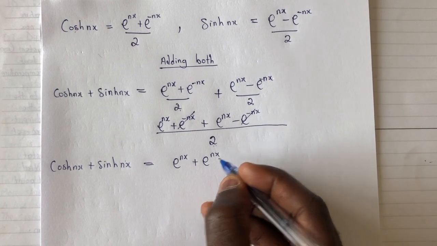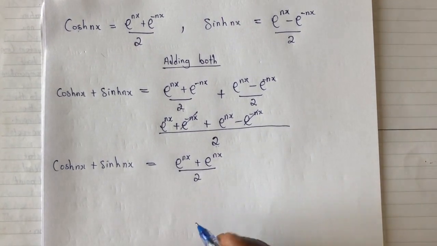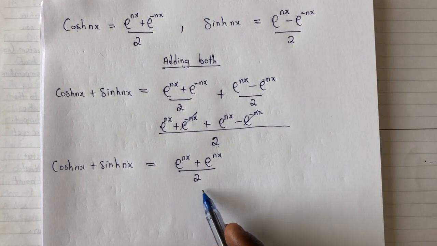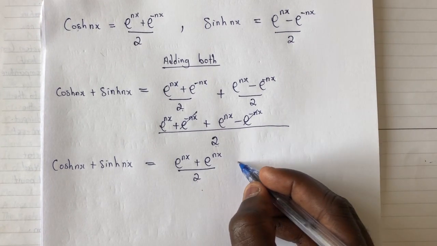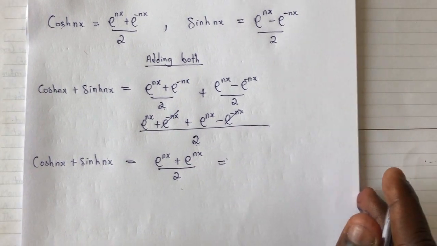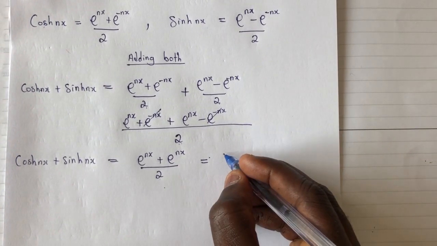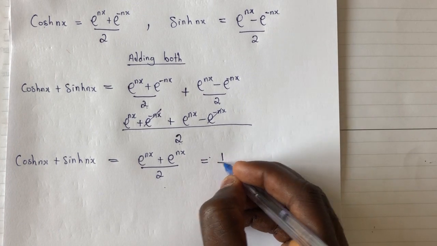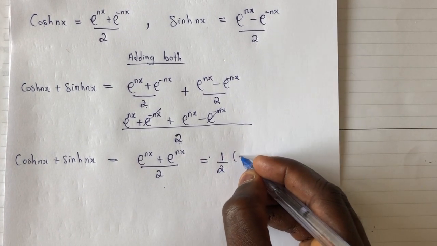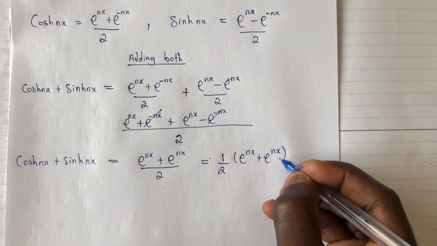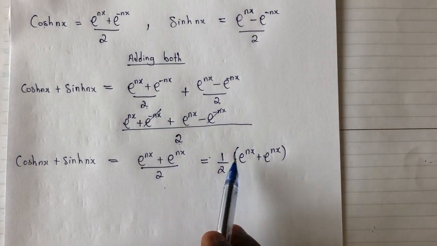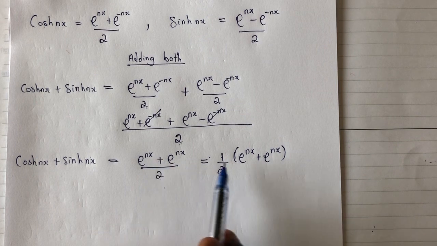Now we have cosh nx plus sinh nx being equal to e raised to the power nx plus e raised to the power nx all over 2. This plus this is the same, so I can add them together. But before I do that, let me factorize this. Whatever I have here is the same as 1 over 2 into e raised to the power nx plus e raised to the power nx. We all understand.